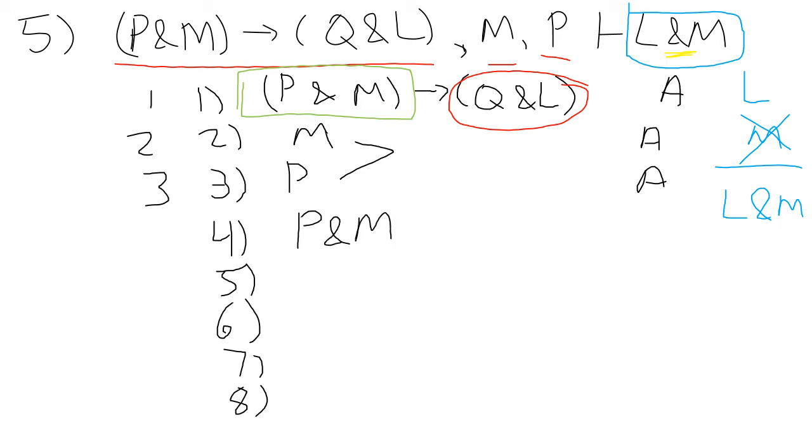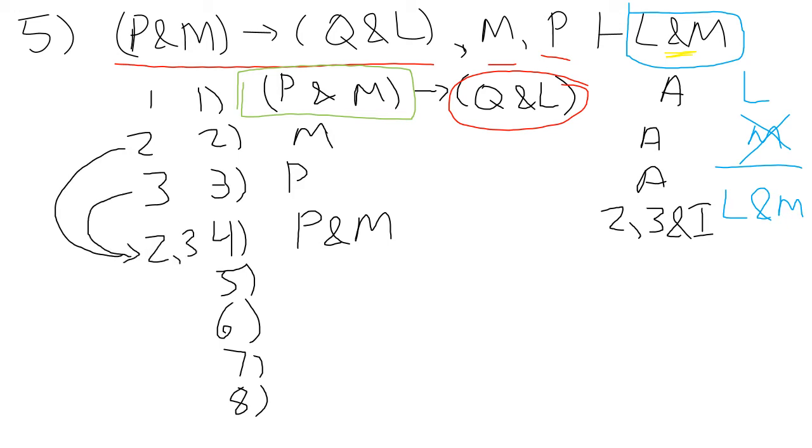Where am I getting P and M from? Well, M is in line 2, P is in line 3. What am I doing? I'm introducing an ampersand between them, so I'm going to write ampersand in. I'm adding this ampersand. That's why it's introduction. Now, what's next to 2 and 3? Well, the numbers 2 and 3 will go here.